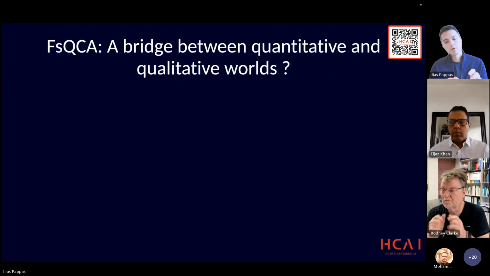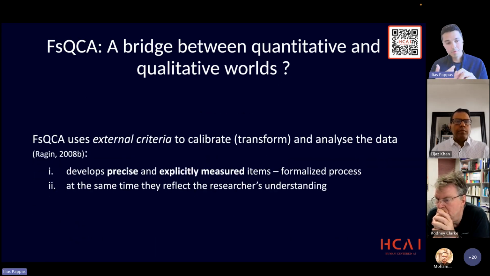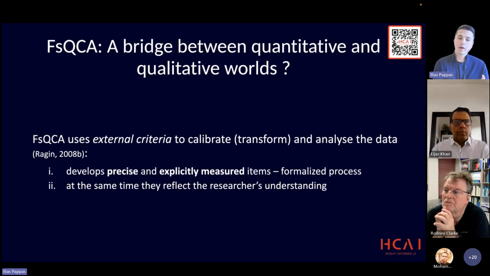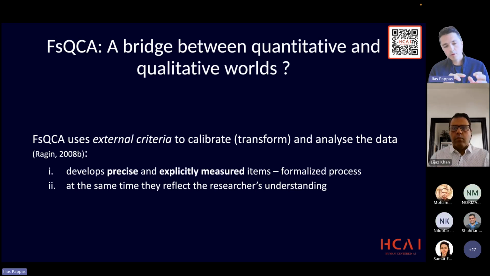fsQCA does two main things. It develops precise and explicitly measured items, so this is a very formalized process. And at the same time, it can reflect the researcher's understanding. Now, the first part, the precise and explicitly measured items, points more to the quant part, right? We have our items that we know exactly what we are measuring. And the second point points a bit more towards the qual part.